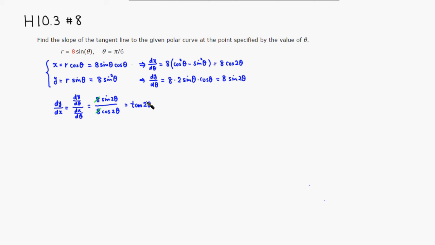So if you want to find the slope m, what we have to do is tangent of 2 times theta, where theta is pi over 6, so it's tangent of pi over 3, which is equal to square root of 3. So the slope of the tangent line at theta equals pi over 6 is square root of 3.